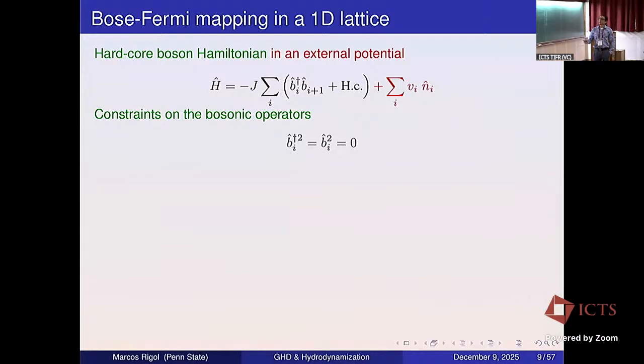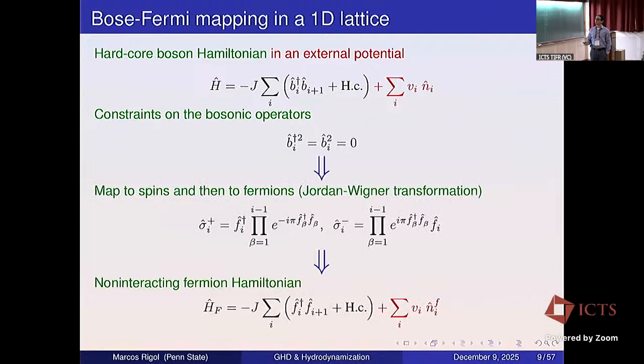Now, this looks like a non-interacting model, but it's actually interacting because the bosonic operator satisfies this constraint: you cannot put more than 1 boson on a lattice site. So this means that you cannot really solve this as a non-interacting theory, but what you can do is map bosons to spins, and then you can map spins to fermions through the Jordan-Wigner transformation, and this model is free, right? So what that tells you is all the thermodynamics of this model can be described using a non-interacting Fermi gas.